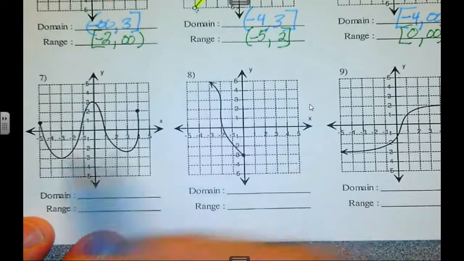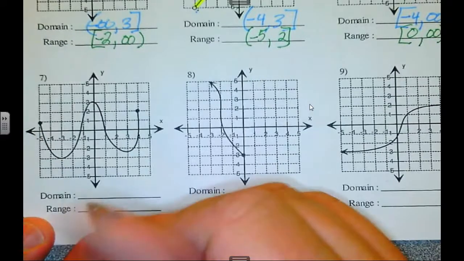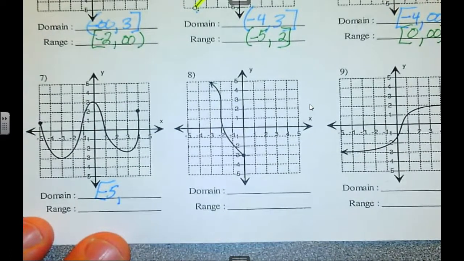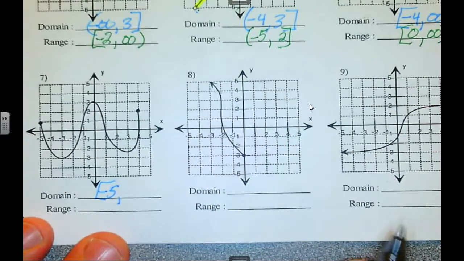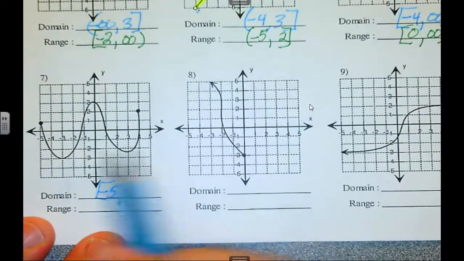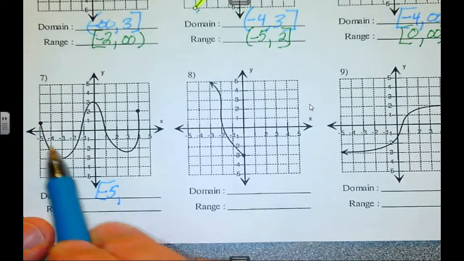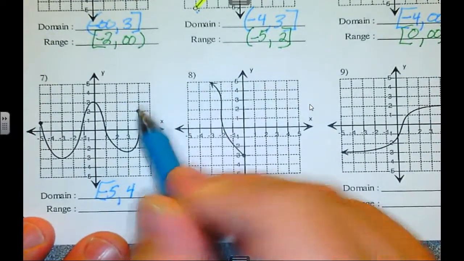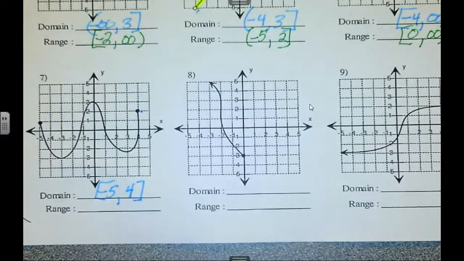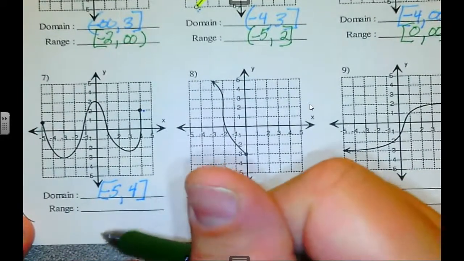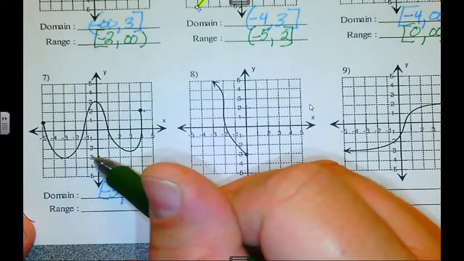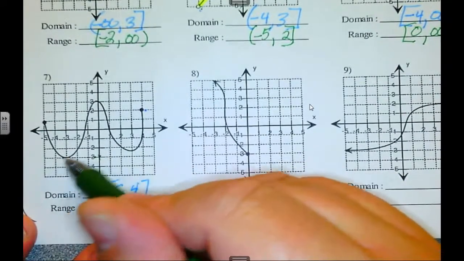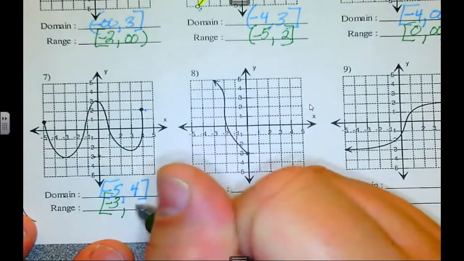See, domain, least x value, negative 5, bracket. Guys, quiet down so people can hear me. The least x value was negative 5, and then it ends at 4. Includes 4 because it's a closed circle. Then the least y value starts at negative 3, right? Includes negative 3, so it's a bracket. And then the highest one is positive 3, bracket.